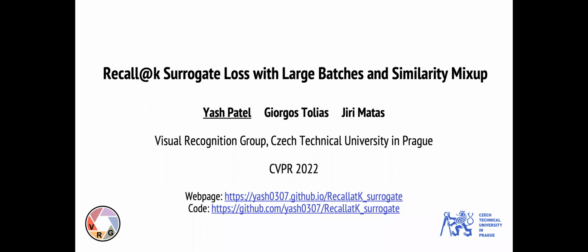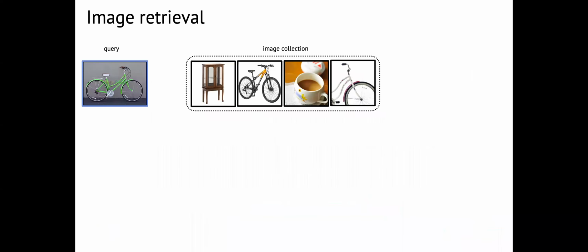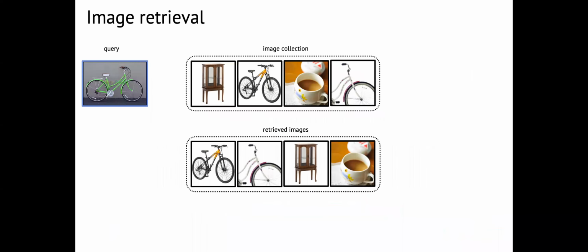This work proposes a new loss function and mix-up technique for image retrieval with deep networks. Given a query image, we want to retrieve relevant samples from a large collection. We focus on training a network that generates an embedding vector per image. Then, embedding similarities between the query and each collection sample are used to perform the ranking and obtain retrieval results.